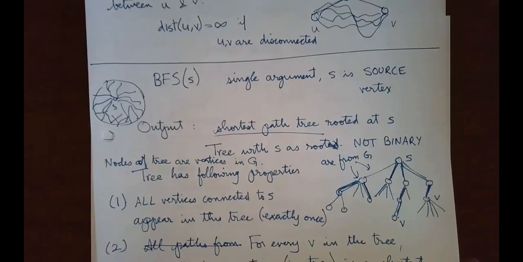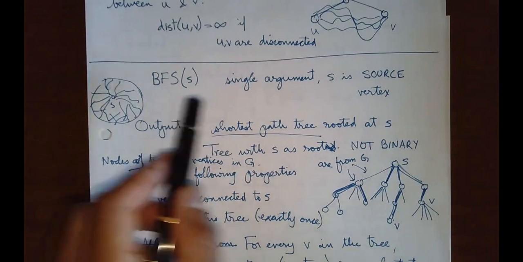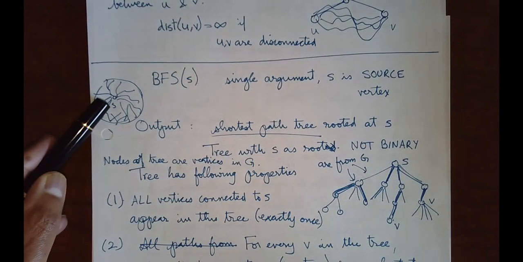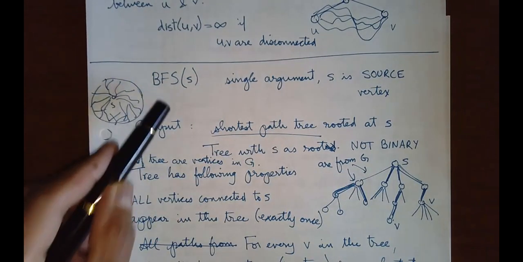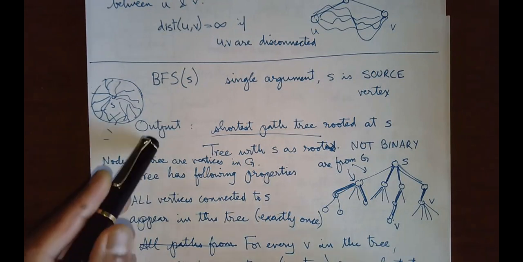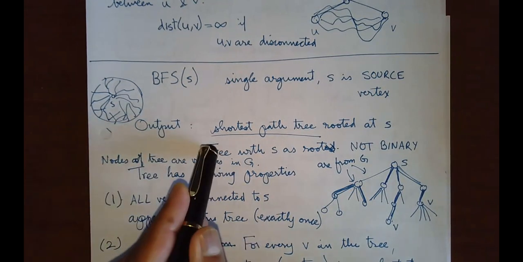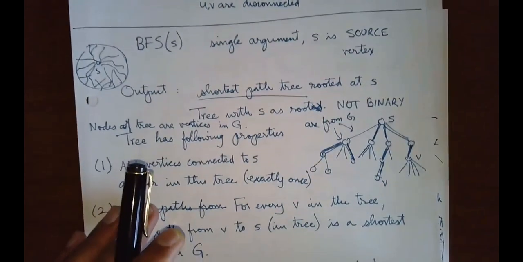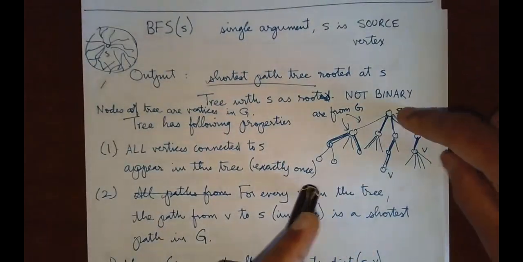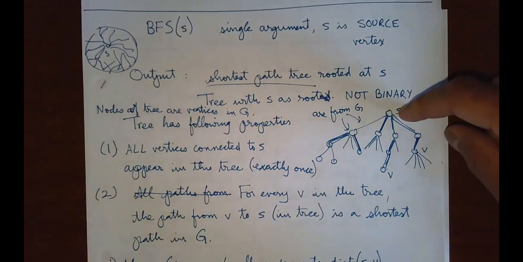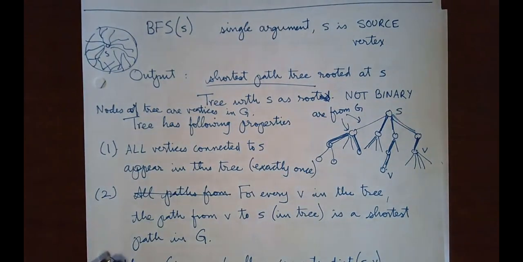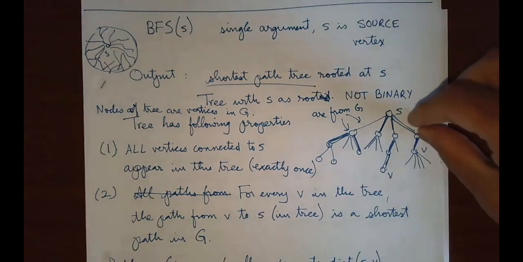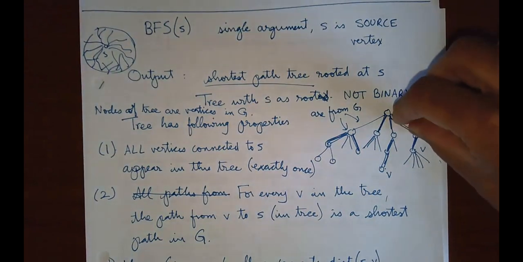Okay, so what is BFS of S? BFS of S is a procedure that takes a single argument, which is the source vertex, and what it outputs is something called a shortest path tree rooted at S. So what is a shortest path tree? It is a tree, not a binary tree. So don't think of there being any invariants, just conditions on the nodes. It's just a tree.